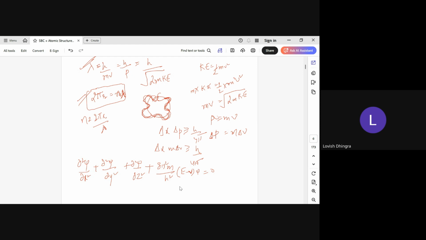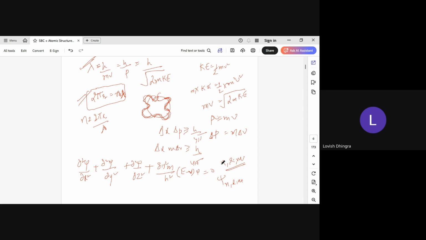The solution of the Schrodinger equation only describes the principal quantum number n, the azimuthal quantum number l, and the magnetic quantum number m. It doesn't explain spin. You have somewhere observed that we always write n, l, m. We never mention the spin because the solution only gives us these three quantum numbers, not the spin quantum number.